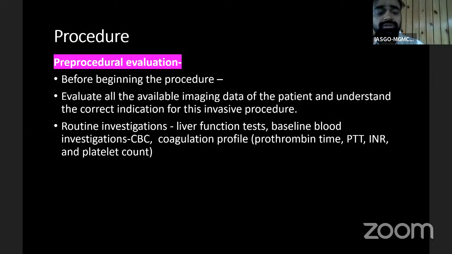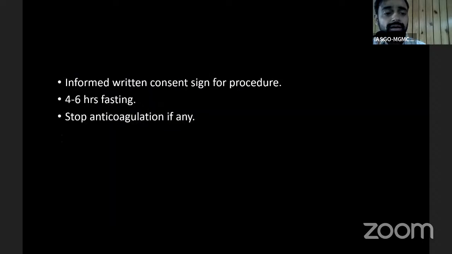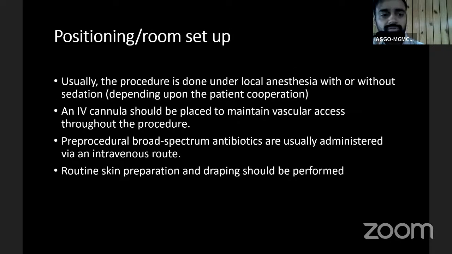Now the procedure. Before the procedure, we should have good imaging of the patient and routine investigations: LFT, CBC and coagulation profile. Informed written consent must be signed for the procedure, with 4 to 6 hours of fasting, and stop anticoagulation if the patient is on any. Of course, we do PTC in the cath lab, and usually the procedure is done under local anesthesia. In 99% of cases we do this procedure under local anesthesia.